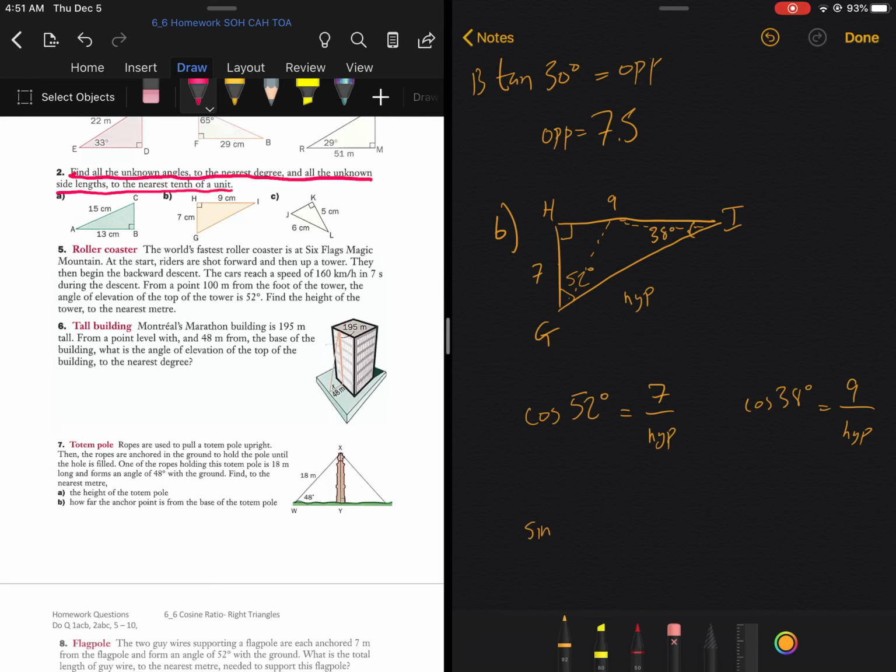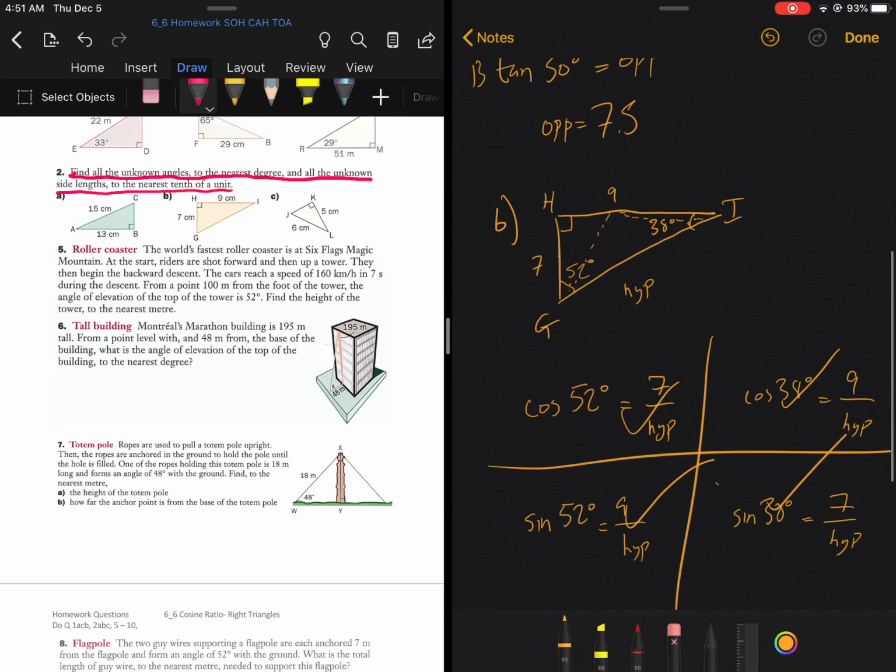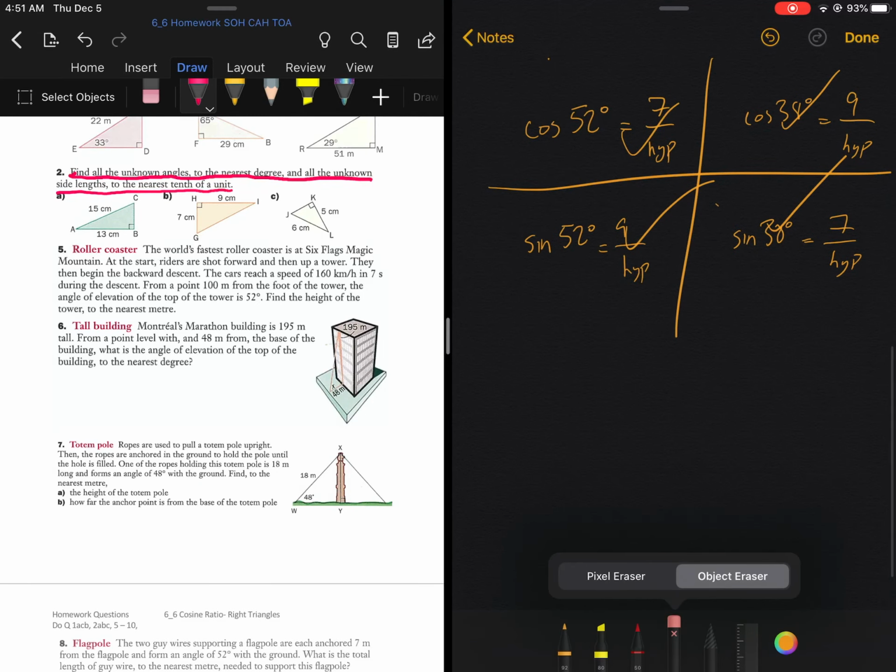It really didn't matter. Or I could have used sine of 52 degrees. Sine of 52 degrees equals opposite 9 over hypotenuse. Or I could have used sine of 38 degrees. What's opposite of 38? 7 over hypotenuse. Any one of these will give me my answer. So let's just pick one of them and do it.